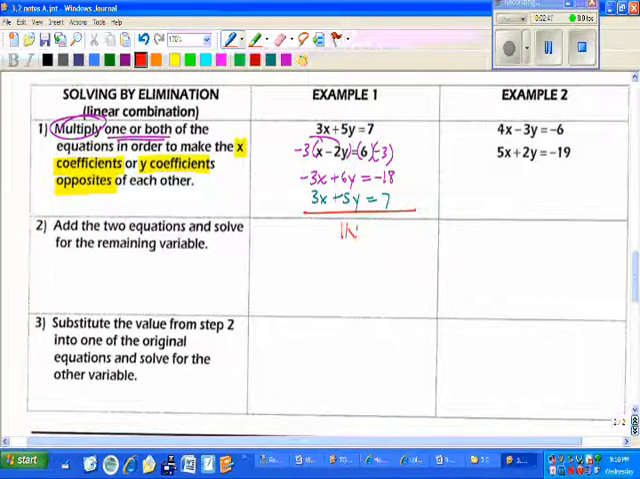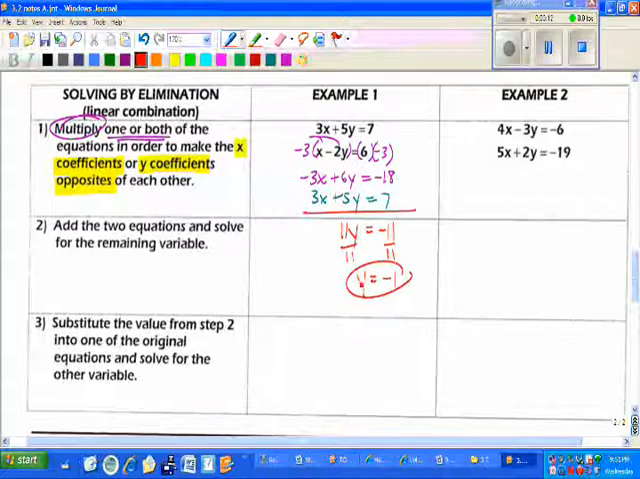Add these, we get 11y. Add these 2, we get negative 11. So we've gone from 2 equations with 2 different variables to 1 equation with 1 variable that's really easy to solve. All we have to do is divide both sides by 11. So we get y equals negative 1. So we solve for that remaining variable. But just like before, that's not it. We're not done when we get y. We have to figure out what x is.